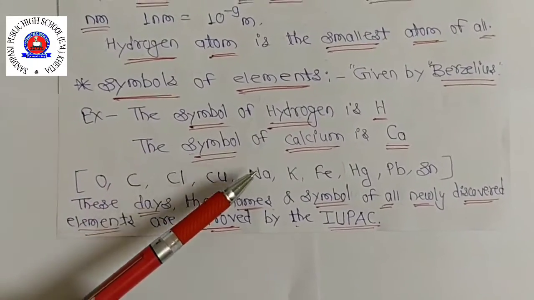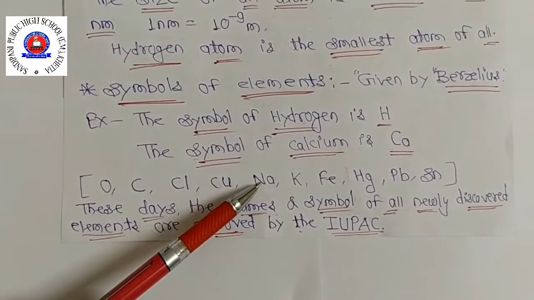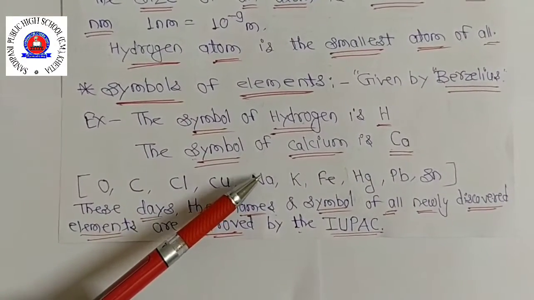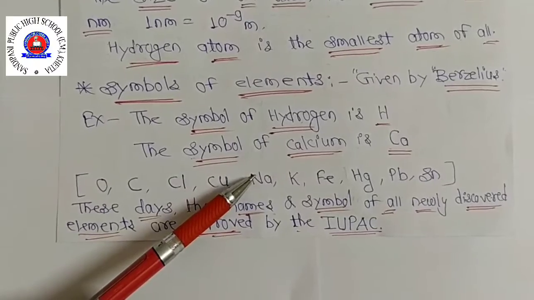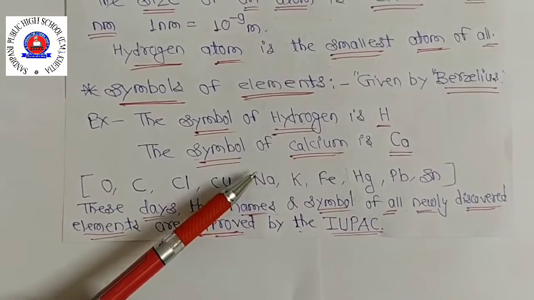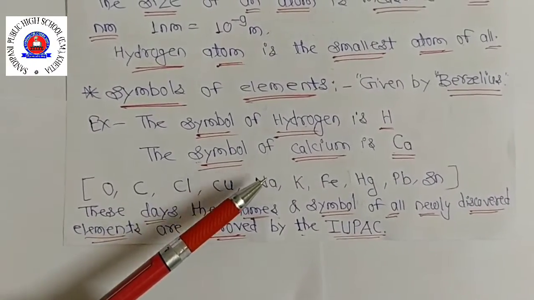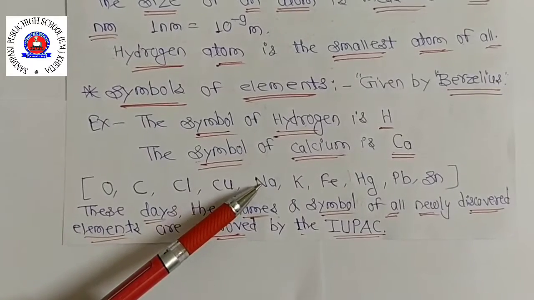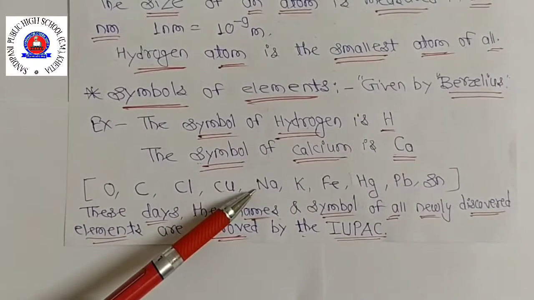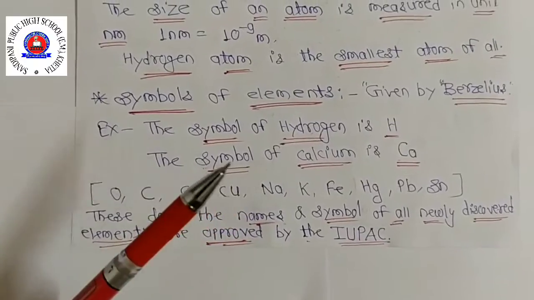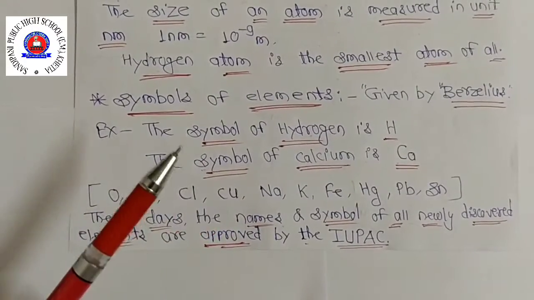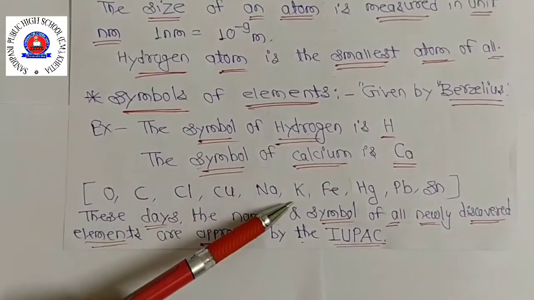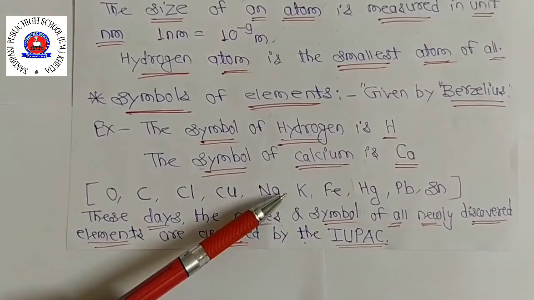For example, sodium. Sodium is the English name of the element, symbol Na. So the Latin name of the element is what? Natrium. So that's why the symbol is Na. Clear? Now potassium, name of the element potassium. So the symbol is K, and the Latin name of the element is Kalium.